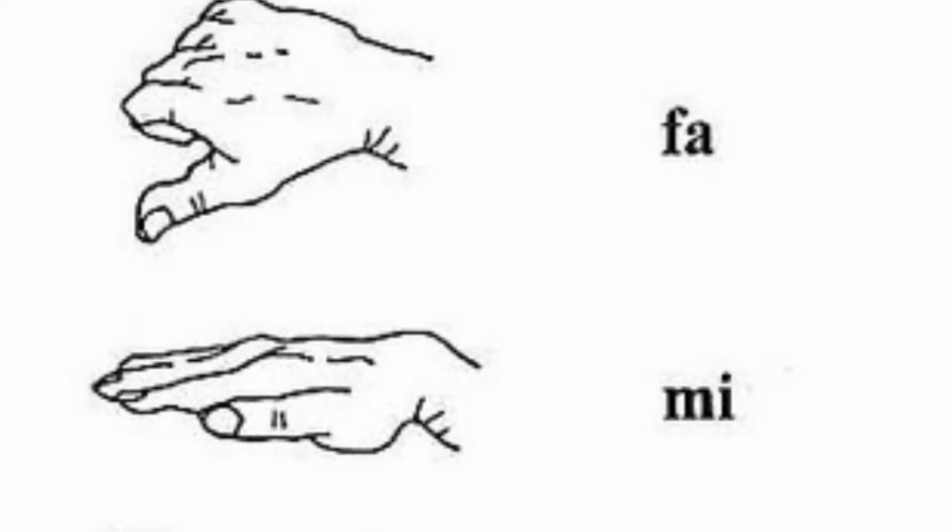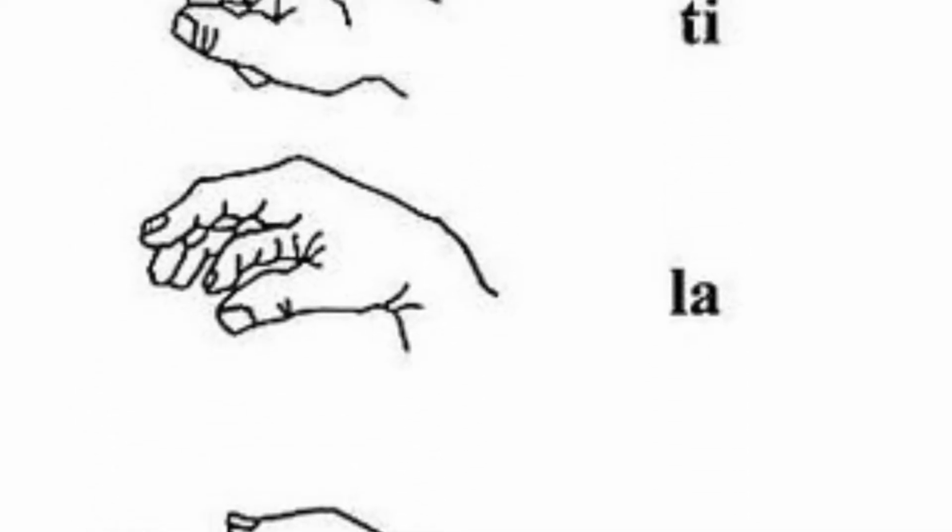Today, we're going to be talking about fixed do versus movable do. But first, let's talk about solfege. What is solfege? Solfege is a series of syllables that is used to help learn music.